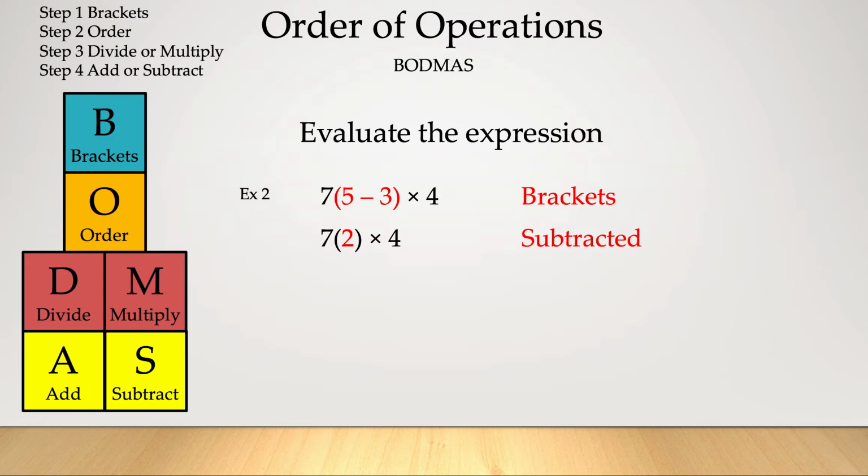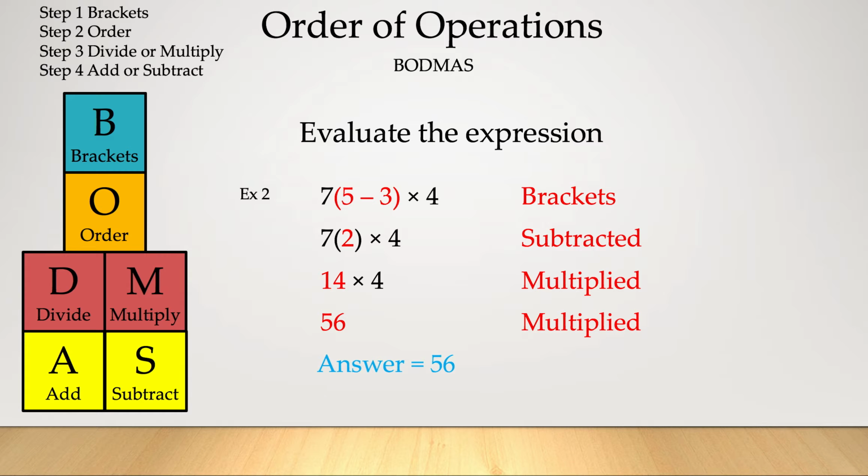Now, once again, if a number is right next to a parentheses, it means multiplication. So 7 times 2 is 14. And then 14 times 4 is 56. And that is your answer.